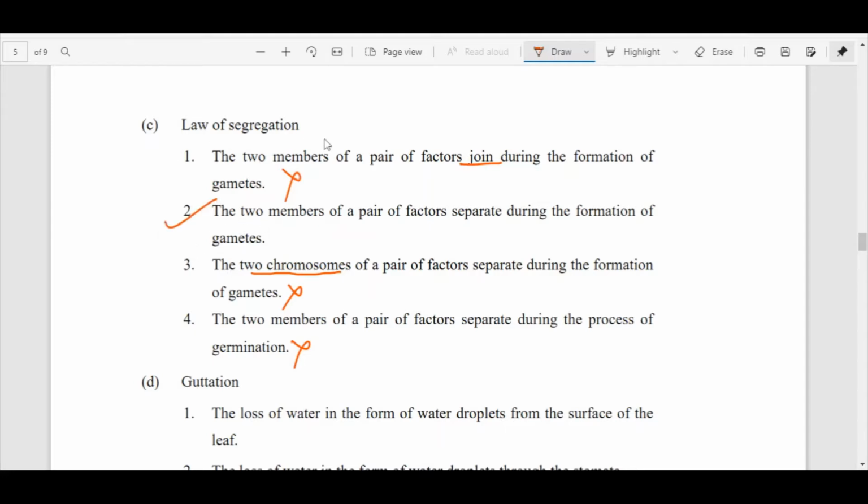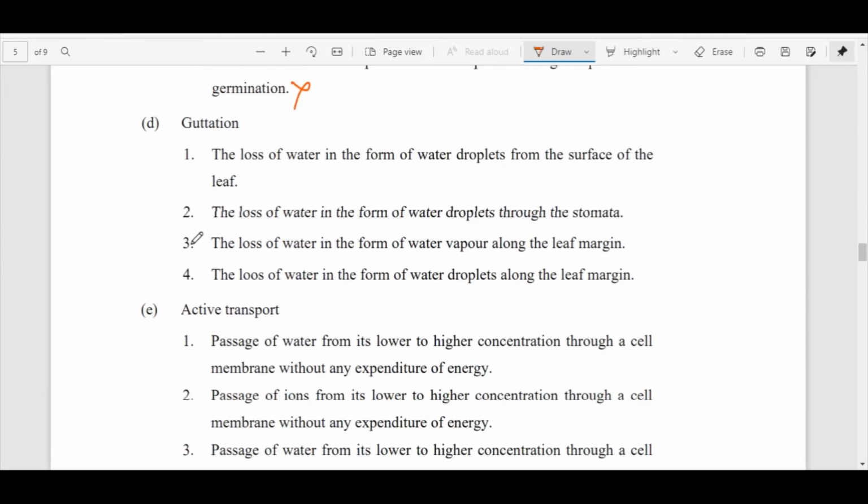The law of segregation states that the two members of a pair of factors separate during the formation of gametes. So now we can move on to the next question, that is number D, guttation.